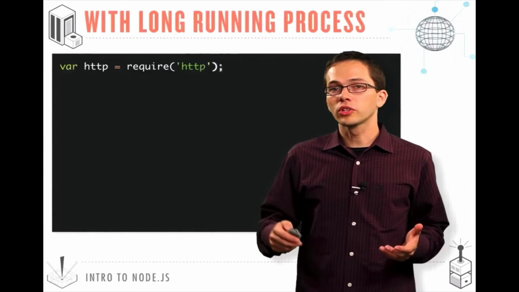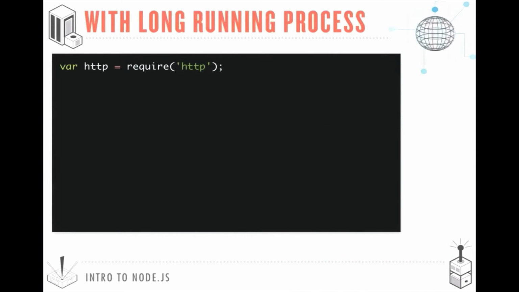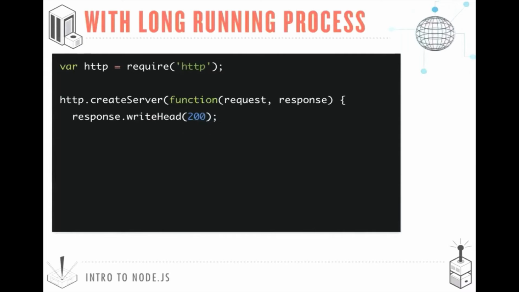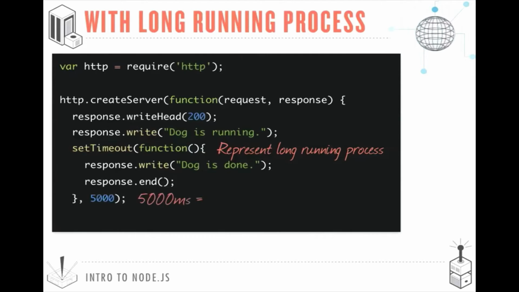Let's make our hello world code a little bit more complex and simulate a long-running process. So here we're creating our server. We write the status code back to the response. We write dog is running. Now we're going to do a timeout. We're going to pause for about 5 seconds to simulate a long-running process. Once that timeout is done, we're going to write out dog is done to the response and end the response. We're going to pause for 5000 milliseconds, which is 5 seconds, and listen on port 8080.